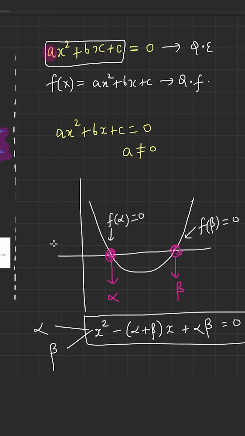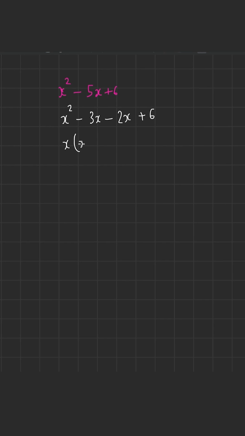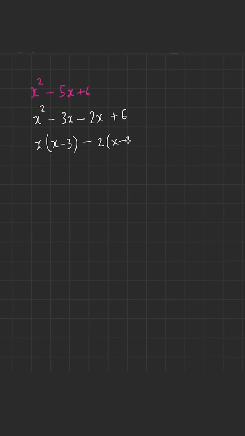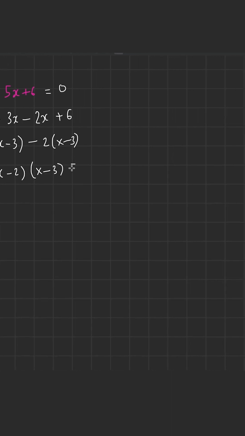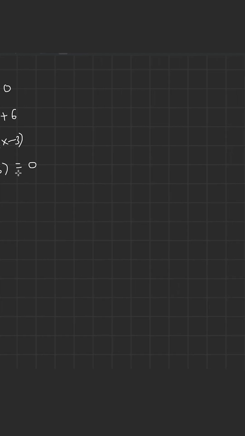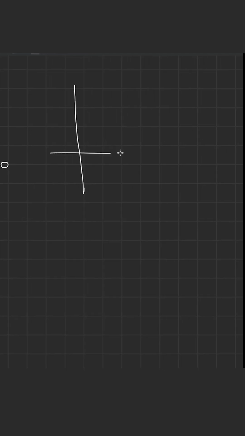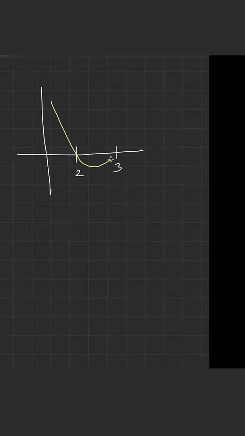And you can prove this like this also. Suppose you have an equation x square minus 5x plus 6, right? Can I write it as x square minus 3x minus 2x plus 6? Can I write it as x into x minus 3 minus 2, x minus 3, which is x minus 2 times x minus 3? So if it is equal to 0, this has to be equal to 0. Either x equal to 2, then it will be 0, or x equal to 3, that will be 0. This means at x equal to 2 and at x equal to 3, this particular graph is cutting like this.